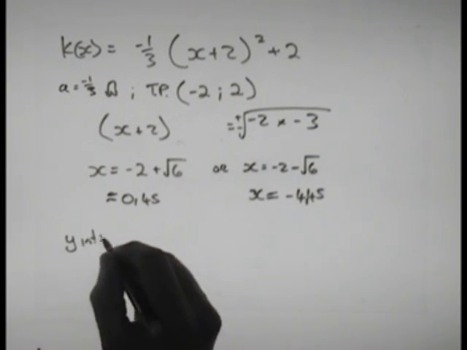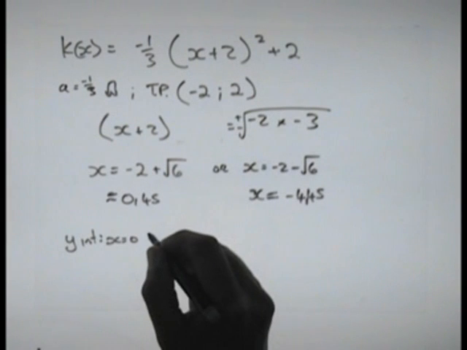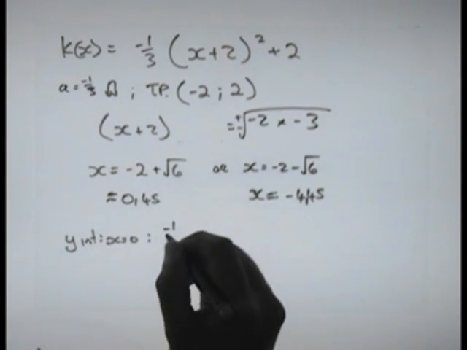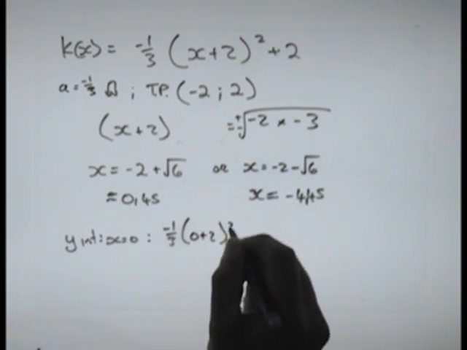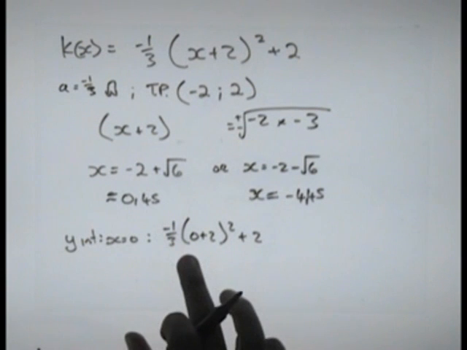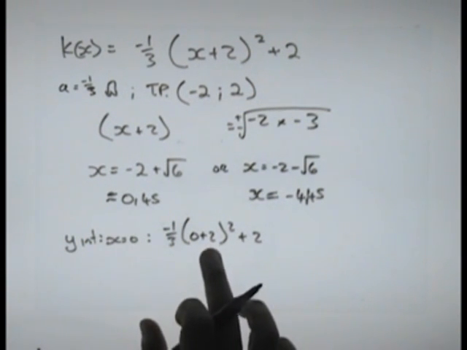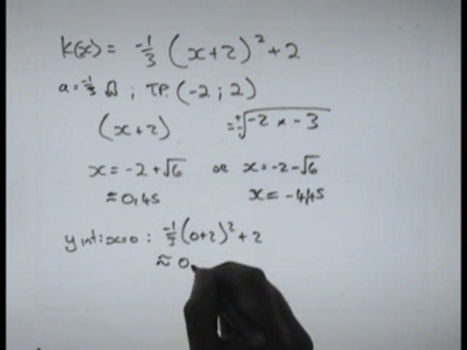Y-intercept happens when x is equal to 0. That's going to be -1/3 multiplied by (0 plus 2) squared plus 2. If I plug it into the calculator, 0 plus 2 is 2, squared is 4, times that is -4/3, plus 2 will give me an answer of 0.67.